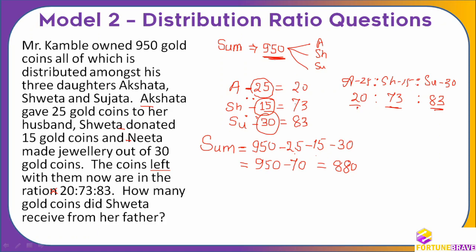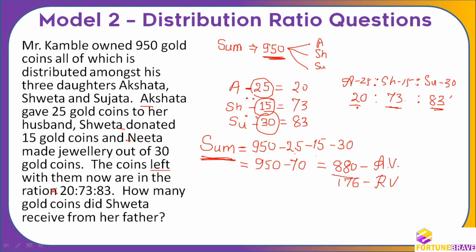So are you getting my point? Whatever has gone out from the original sum, we are removing it, making the sum which corresponds to this. So 20 plus 73 plus 83 will be how much? 70 plus 80 is 150, 156, 176, sorry. So now this is the actual sum, this is the actual value. And the ratio value is 176. This is the ratio value.